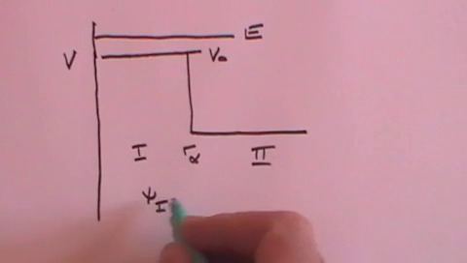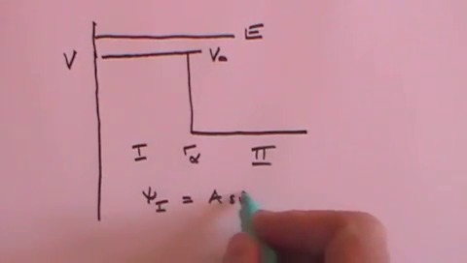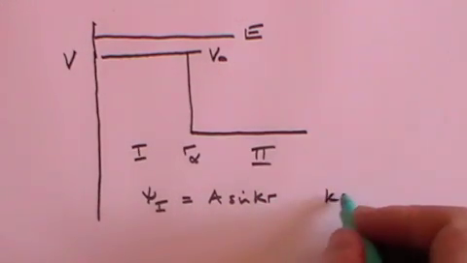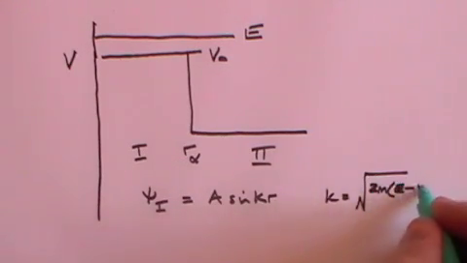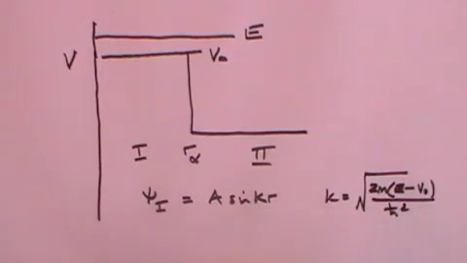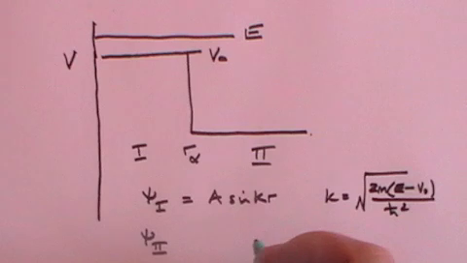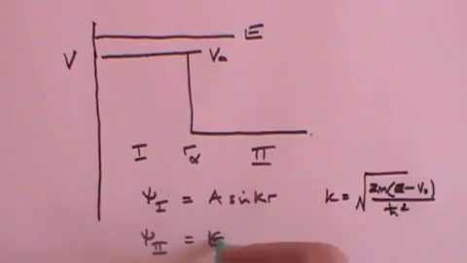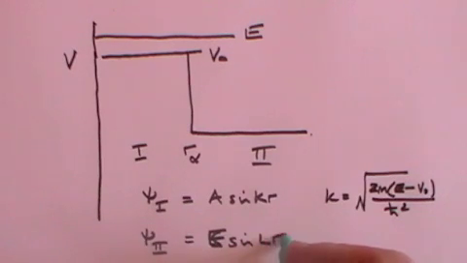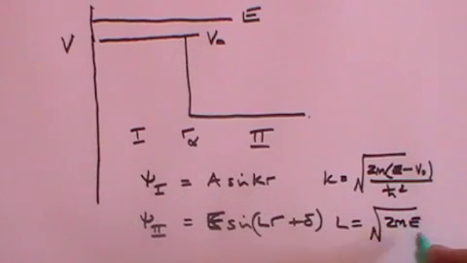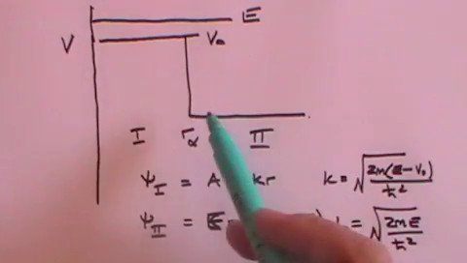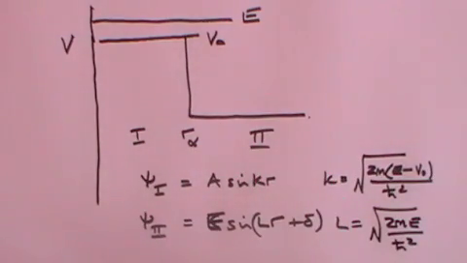You're going to get that the wave function in region 1 is A times sine kr, where k is going to be equal to the square root of 2m (E minus V0) over h bar squared. And the wave function in region 2, where there is no repulsive term, is going to be E sine (LR plus delta), exactly as we had before, where L is just the square root of 2mE over h bar squared. There's no V term because in region 2 V is 0.